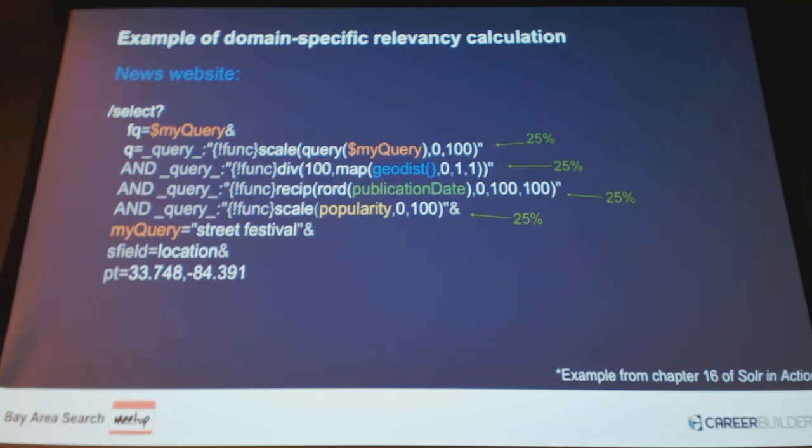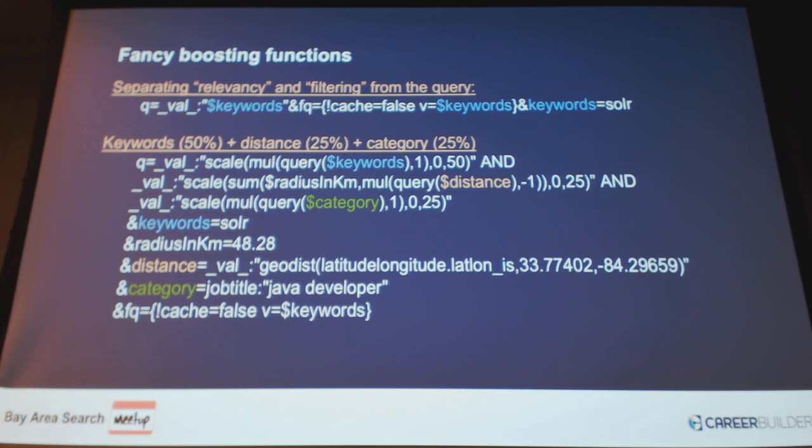Then I want to take the publication date, because for a news article, the fresher it is, the better it is, generally speaking. And I want to take the popularity. Is it something a lot of people have read and liked? And so you can model that in. I still have the TF-IDF there for my original query, and I'm still doing the filtering on it, but I can then use these other factors to boost things up to the top and get more relevant news results.